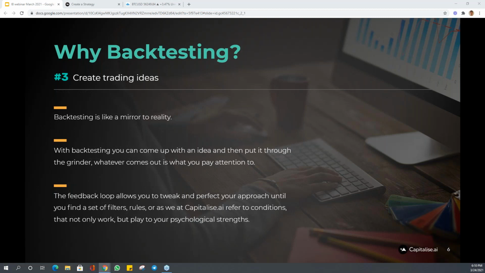Likewise, if you come up with a clever idea that you think probably doesn't work, you may surprise yourself to discover through your backtesting that in fact it does. With backtesting, you can come up with an idea, then put it through the grinder. Whatever comes out is what you pay attention to. This feedback loop allows you to tweak, perfect your approach until you find a set of filters or rules, or as we at Capitalise.ai refer to, conditions that work.